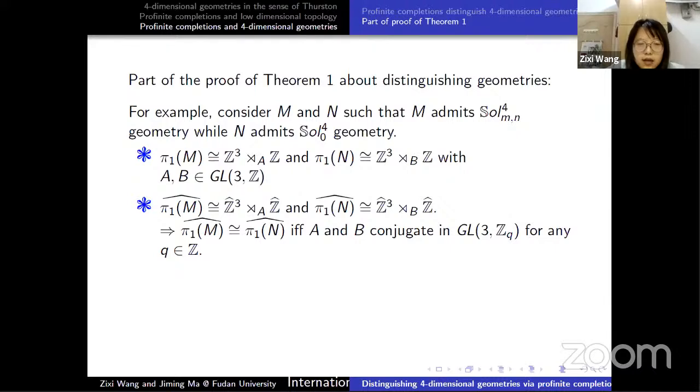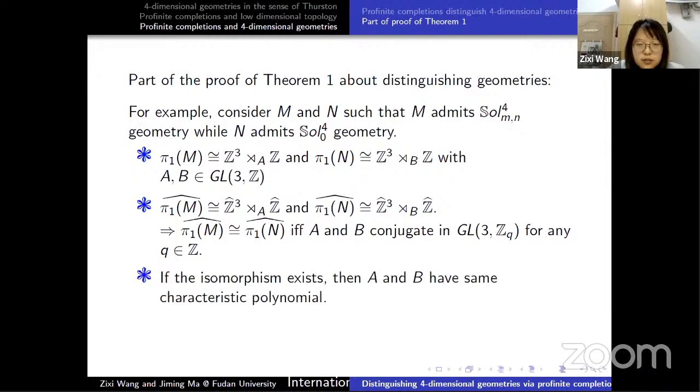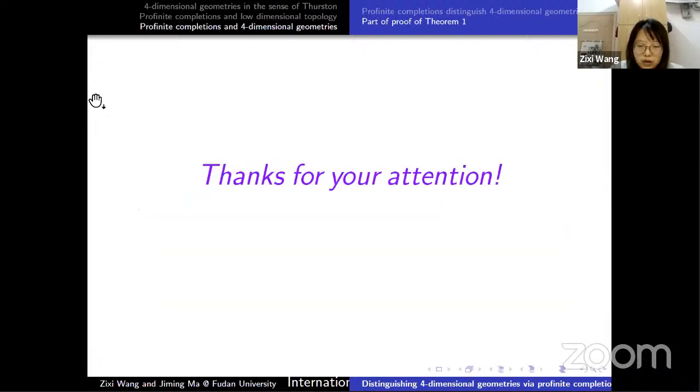And hence, their fundamental groups have isomorphic profinite completions if and only if A and B are conjugate in every congruence subgroup of GL, the general linear group, for any integer. And if the isomorphism exists, we could prove that A and B have the same characteristic polynomial, which could prove that M and N have the same geometry, which leads to a contradiction. This is generally my talk today. Thanks for your attention.